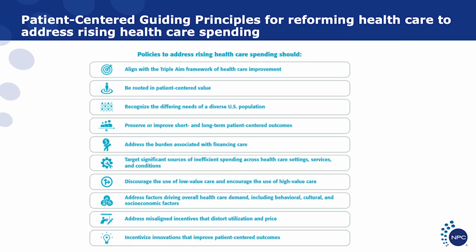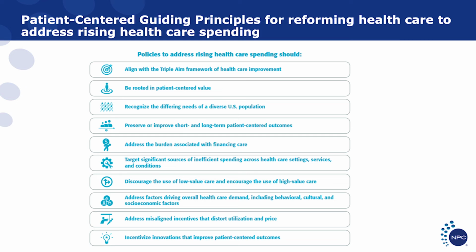What about the second set? Well, the patient-centered guiding principles for reforming healthcare to address rising health spending is really focused on identifying the multifaceted impacts and trade-offs associated with policy. There are a total of 10 principles, and they can be broadly grouped into 3 buckets. The first is patient centricity. Examples include alignment with the triple aim, policy being grounded in patient-centered value, and evaluating the policy impacts on long-term and short-term patient outcomes. The second bucket includes opportunities for improvement, such as reducing low-value care, increasing high-value care, and removing incentives that distort the system. The final bucket is focused on the impacts and trade-offs and includes things such as financing burden, including the resultant disparities and impacts to innovation.